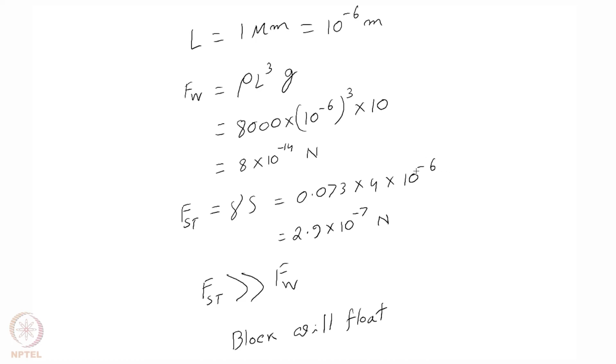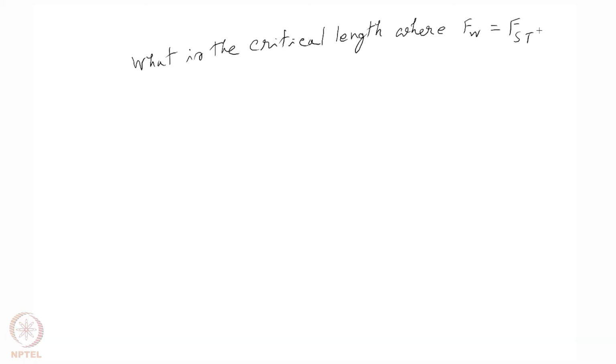Now where is that critical length where the gravitational force or the weight and surface tension force are exactly equal? At that point the block will just float, right? So the question is, what is the critical length where Fw is equal to Fst, right?